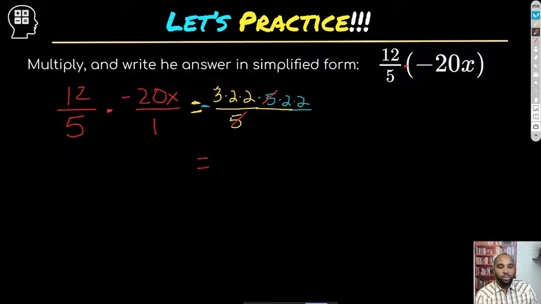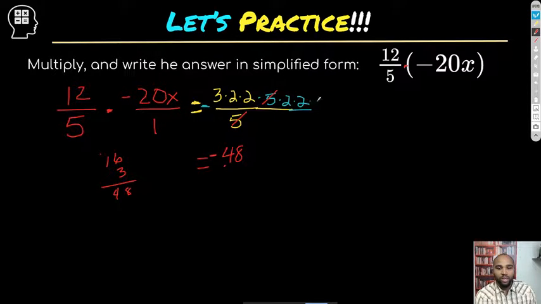So let's multiply what we do have left. 2 times 2 is 4. 4 times 2 is 8. 8 times 2 is 16. 16 times 3 is, I believe, 48. 16 times 3. Yep, 48. And that's going to be over nothing, so just over 1.